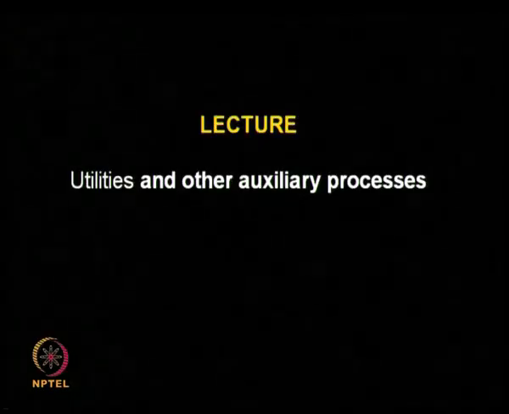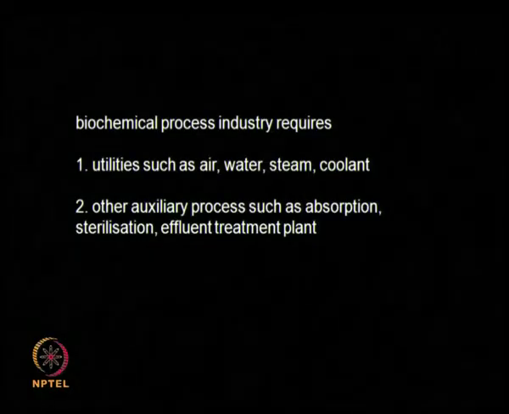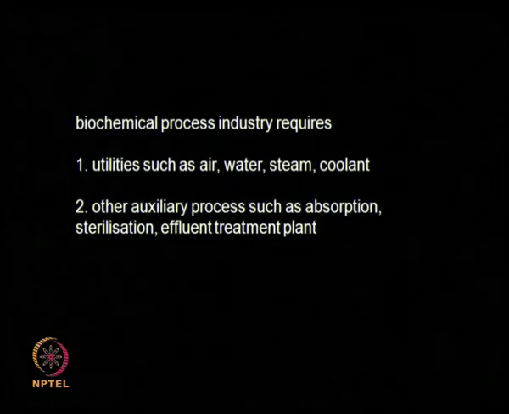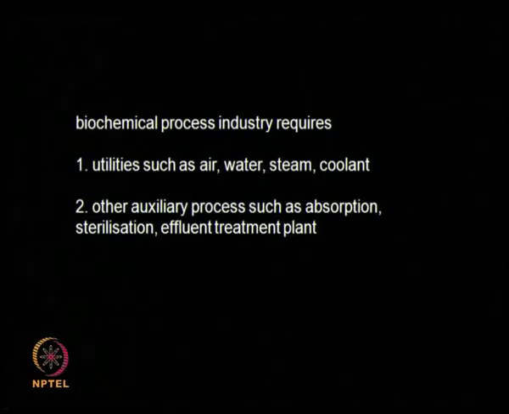Now what are the utilities that are normally used in a downstream process? Large number of utilities depending upon the nature of downstream. Some of them I am going to briefly talk about. Okay. So a biochemical process industry requires air, water, steam, coolant, chilled water, brine, hot water, high pressure steam, nitrogen and so on. These are called the utilities.